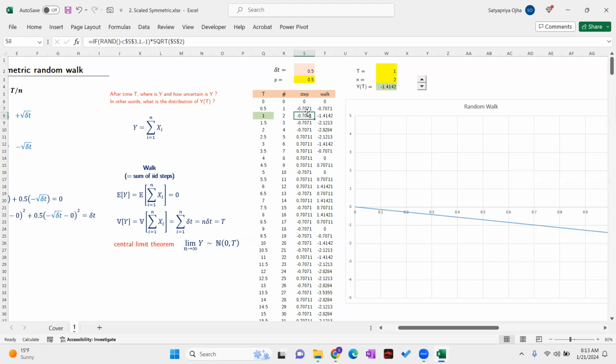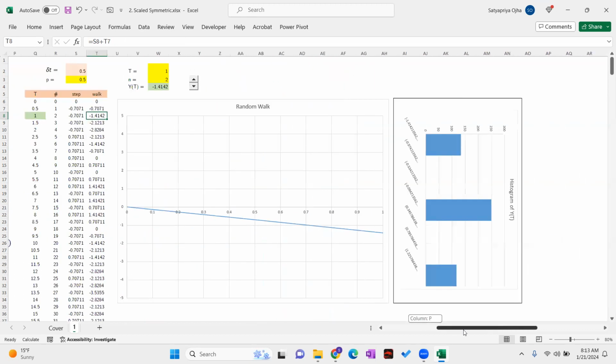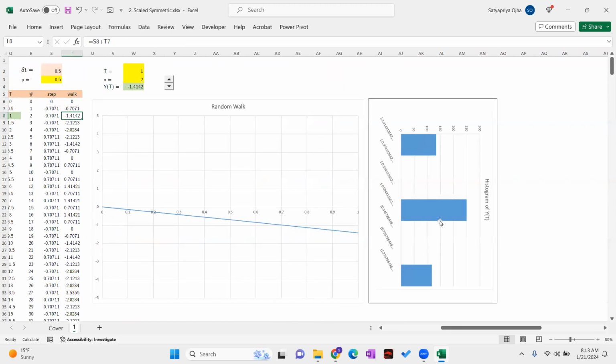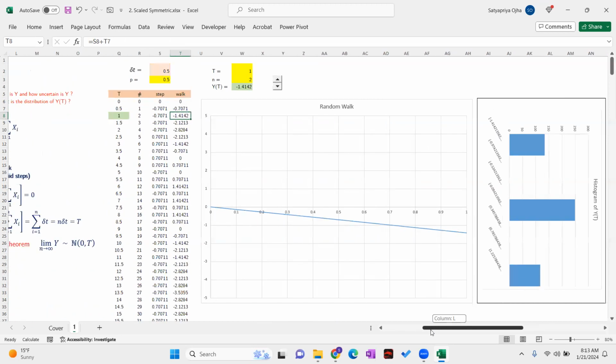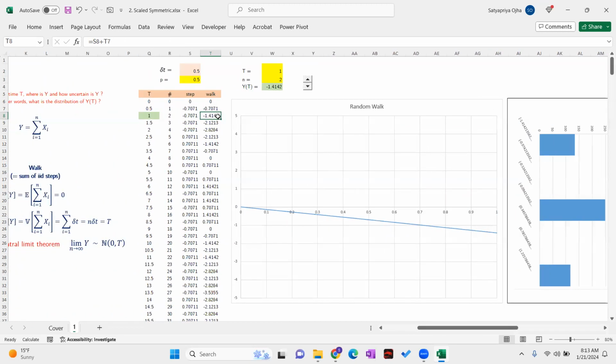And in 2 steps, obviously, the 4 different combinations are possible. But ultimately, your walk will have the same 3 different values, and this is the histogram. Exactly something similar that we had in the simple symmetric random walk, but the values would be different because your step sizes are different. Okay.